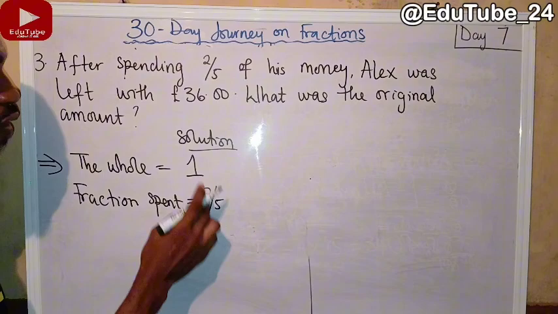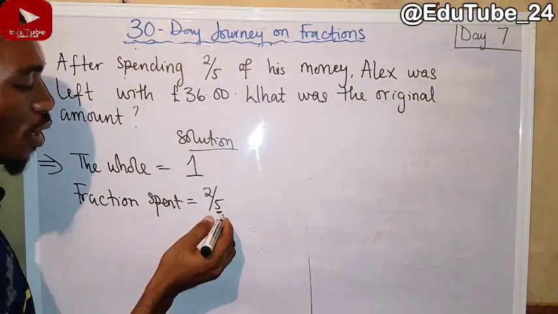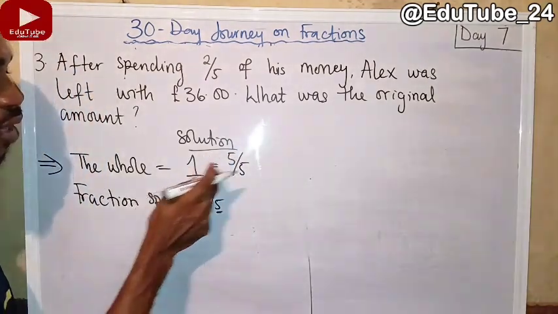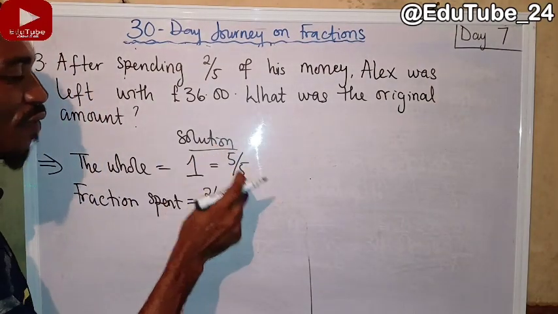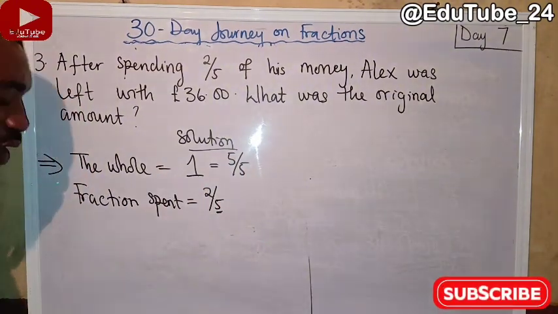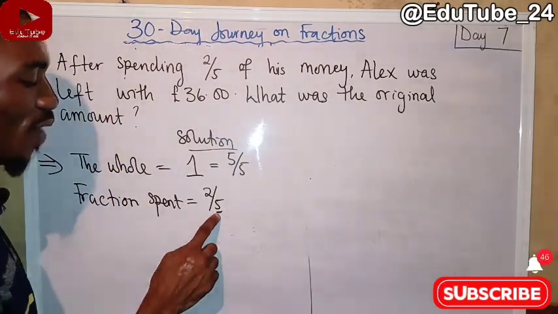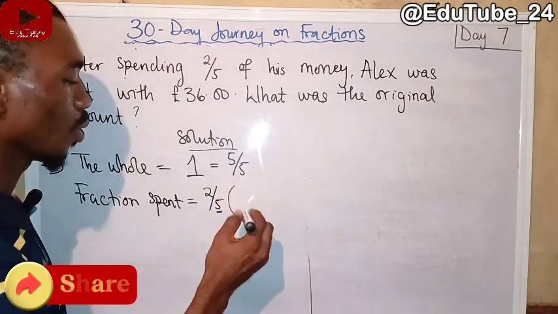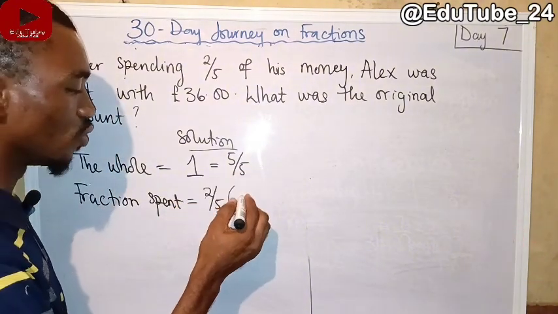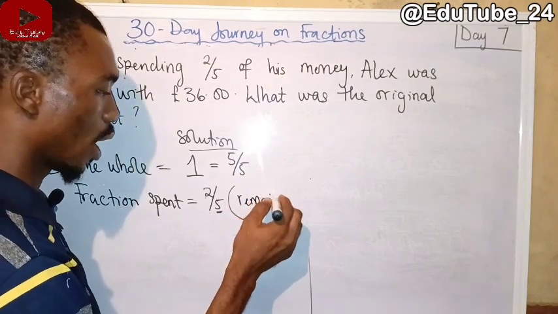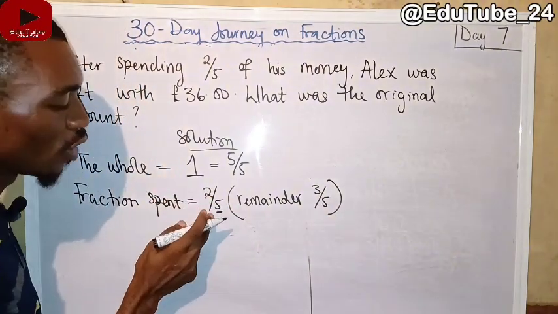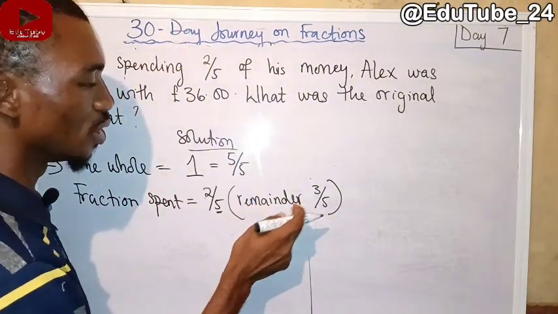If 1 here is the entire money, that means 1/1 is the same thing as 5/5, which is the same entire money. So 5/5 represents 1, just to give it a common denominator with the fraction spent. The fraction spent is 2/5. That means the remainder, if she spent 2 out of the 5, I hope you can guess it, will be 3/5, because she spent 2 out of 5 of her entire money.